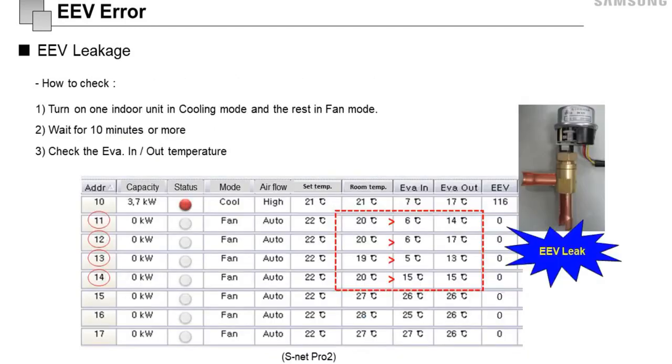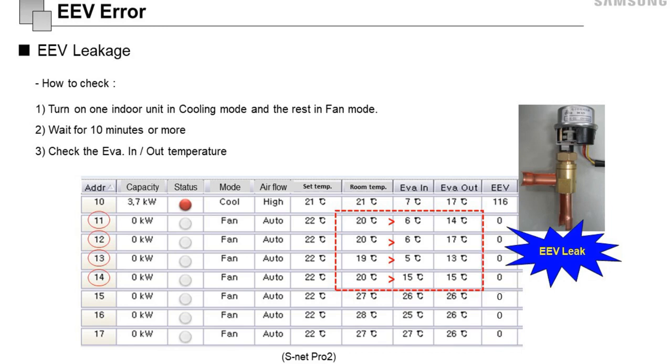Let's see how we can check whether there is EEV leakage or not. First, you should turn on one indoor unit into cooling mode and the rest into fan mode. The EEV step of the indoor units operating in fan mode is 0 as shown. This means that there is no refrigerant flow in the indoor units.